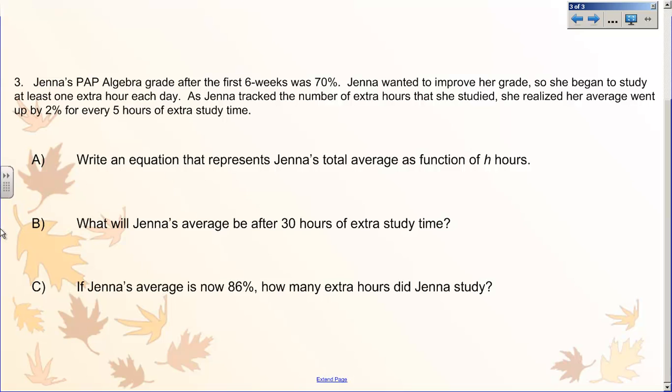Part A says write an equation that represents Jenna's total average as a function of H hours. What that means is in terms of H. So we are going to have to first write an equation. We're going to let T be our total average. And we're going to let H be number of hours studied, or number of extra hours.